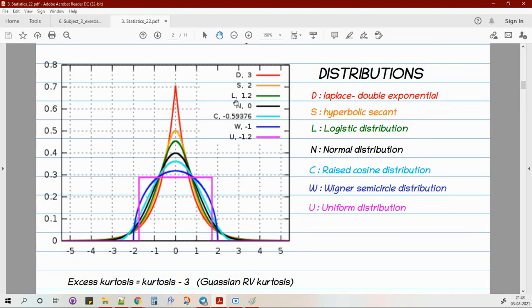This black line is representing my normal distribution. N is nothing but the normal distribution. So excess kurtosis is 0. Why? Normal distribution kurtosis is 3, and 3 minus 3 is 0.